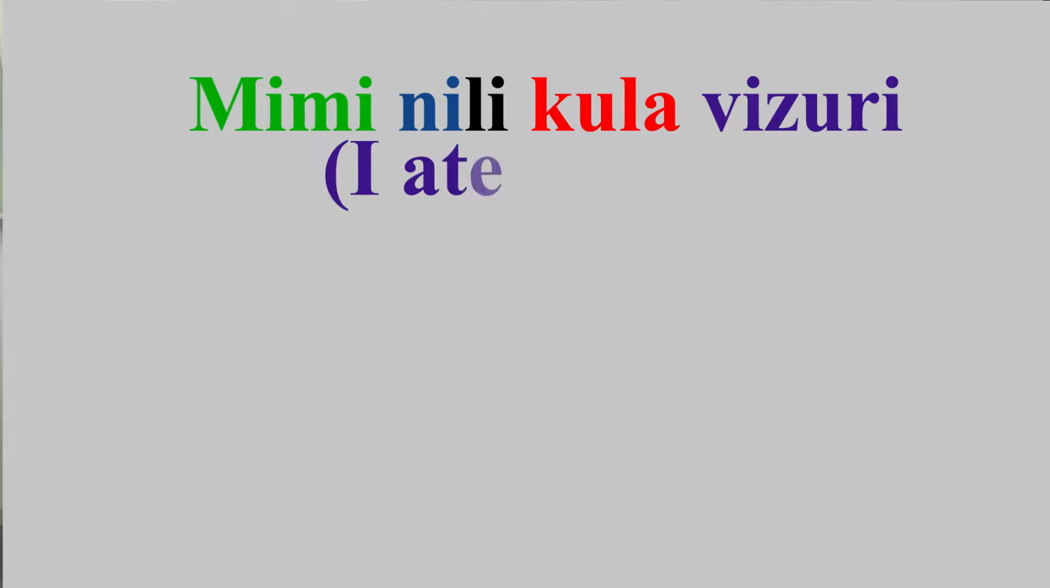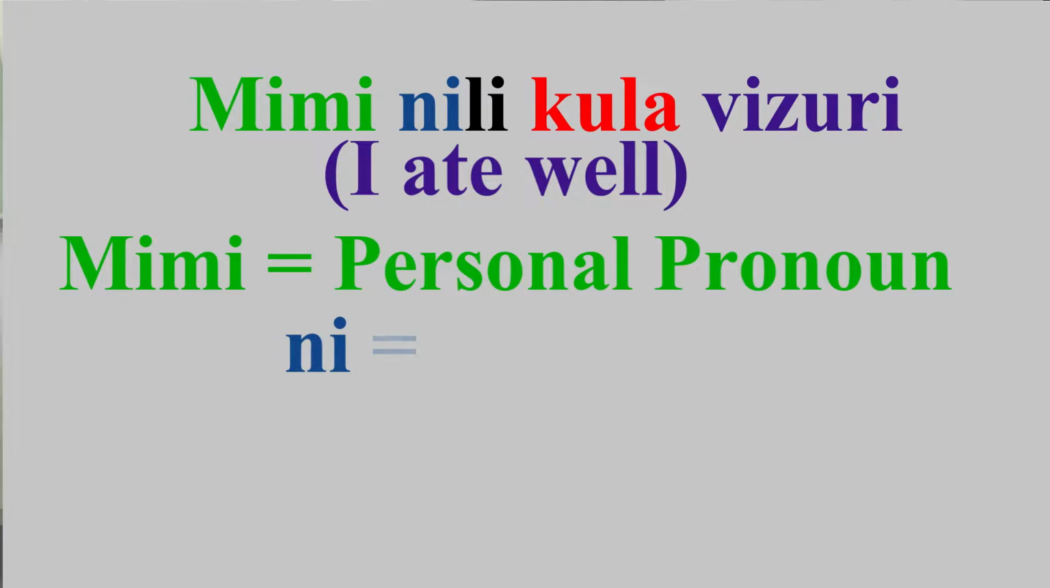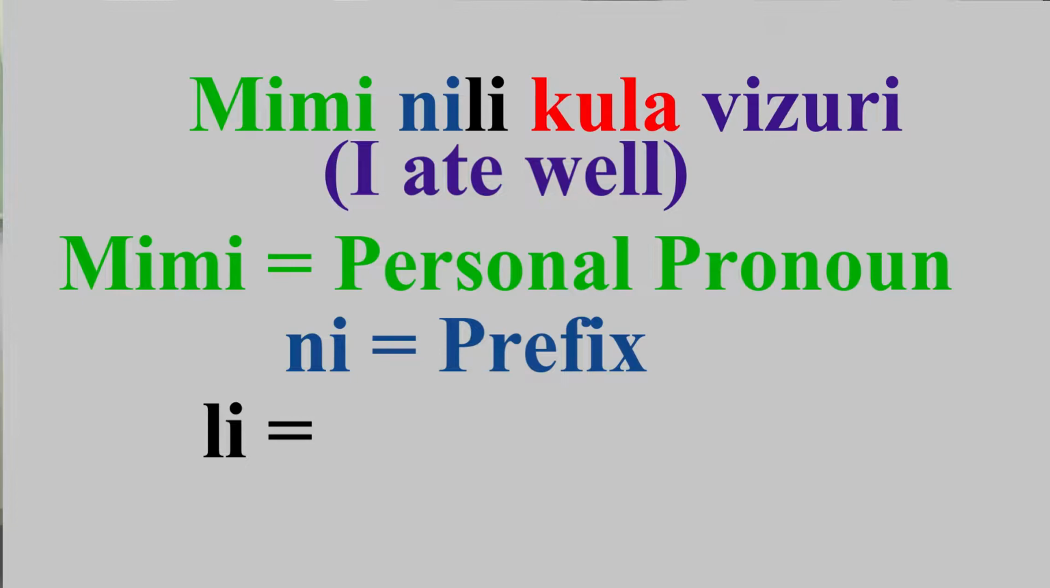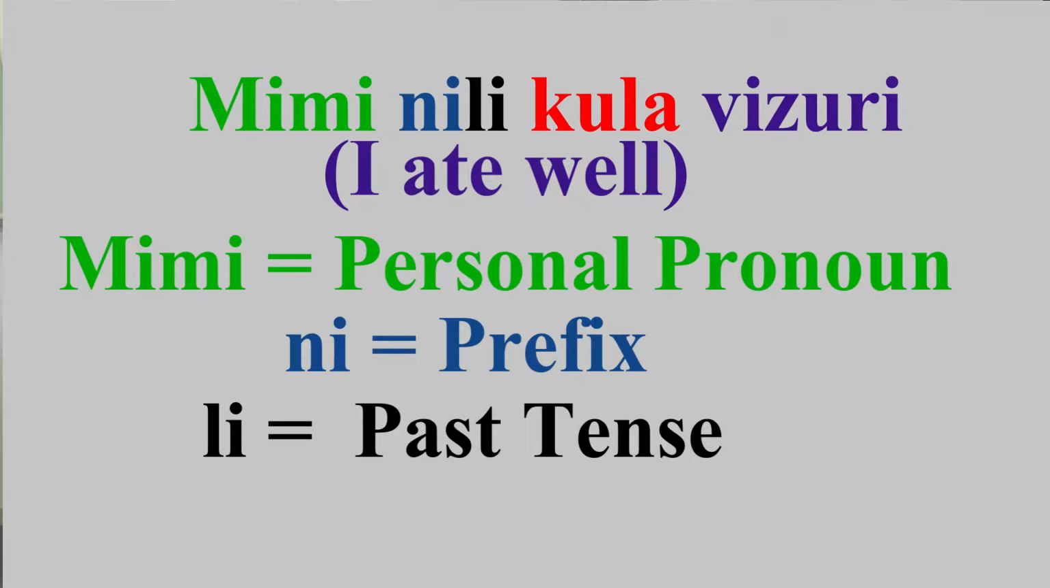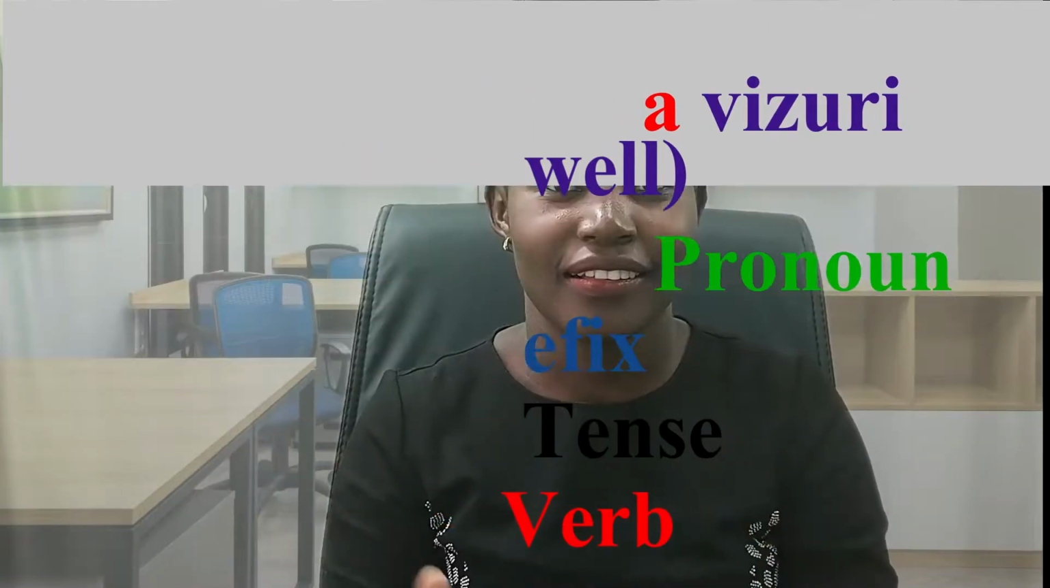Mimi nilikula vizuri. So, the word mimi is our personal pronoun. The ni is the prefix, which we say goes hand in hand with the personal pronoun mimi. Yes? Li represents past tense. Kula is our verb to mean eat. So mimi nilikula vizuri. I ate well.